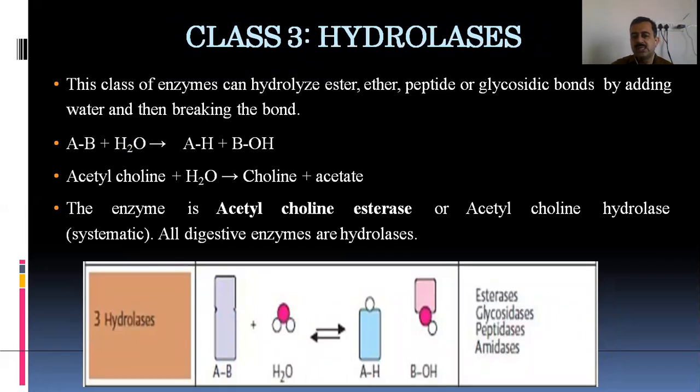Group 3 is called hydrolases. This class of enzyme can hydrolyze ester, ether, peptide or glycosidic bonds by adding water and then breaking the bond. AB plus H2O gives AH plus BOH, so the water molecule is broken down into H and OH. An example is acetylcholine plus water gives choline plus acetate, by the enzyme acetylcholinesterase. These are basically the digestive types of enzymes that come under hydrolases, for example esterases, glycosidases, peptidases, amidases.